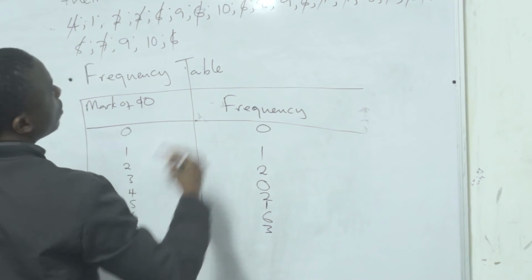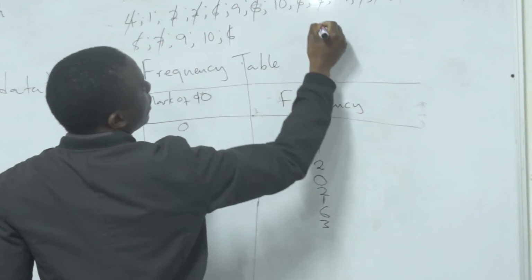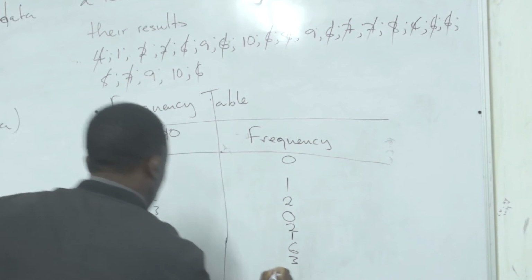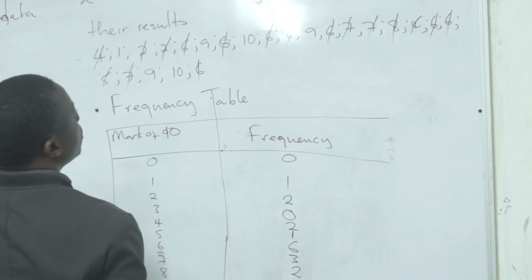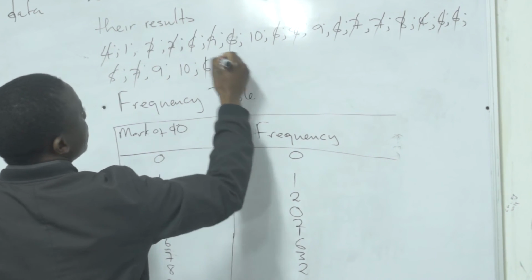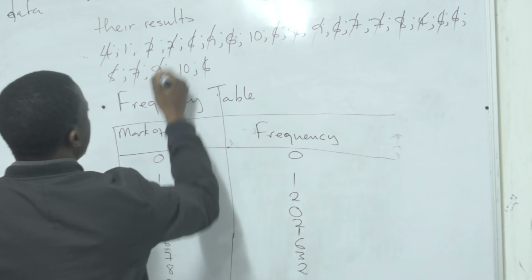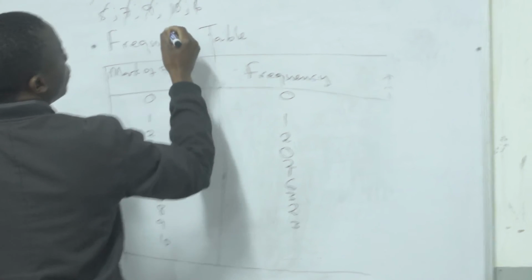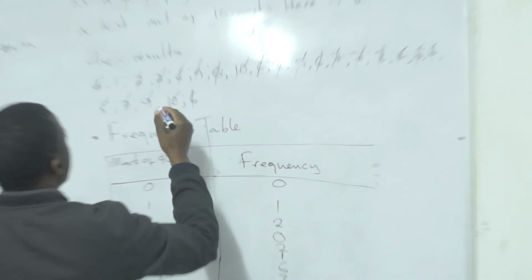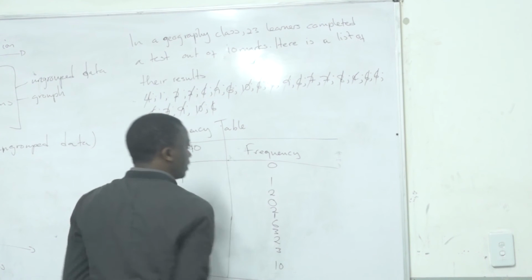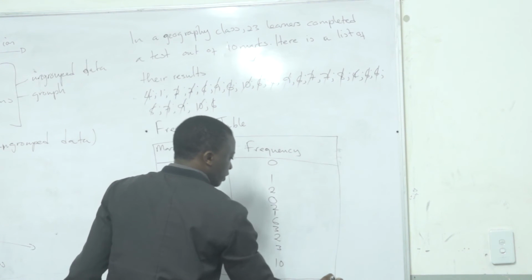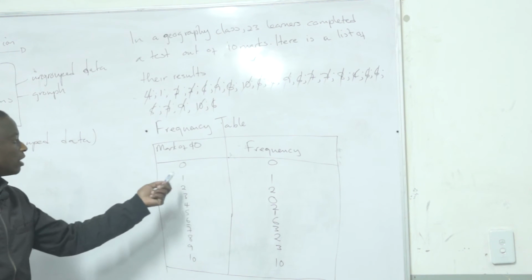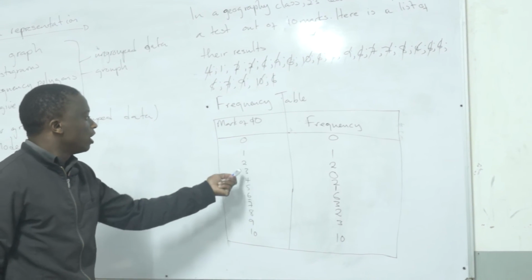Then students with 8. We got 1, 2. Then students with 9. How many students with 9? We got 1, 2, 3. Then students with 10. We got 1, 2. So now this is our data, the frequency of the students and their marks. We have no student with 0, then we got 1, we got 2, and 3 we got 2.